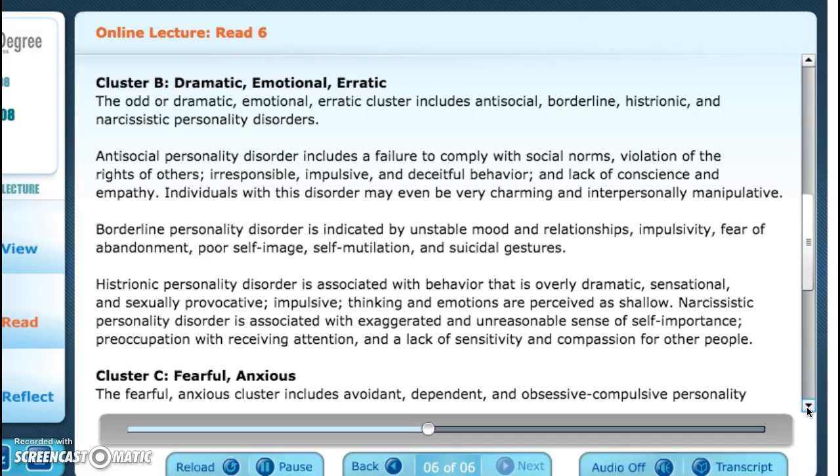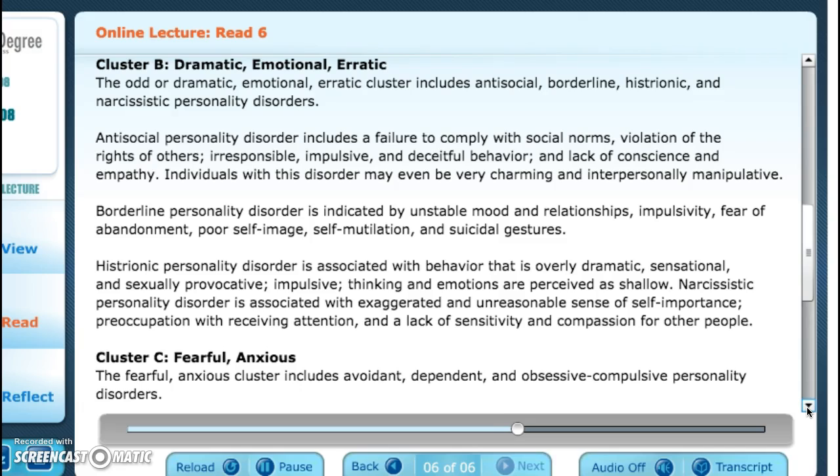Borderline personality disorder is indicated by unstable mood and relationships, impulsivity, fear of abandonment, poor self-image, self-mutilation, and suicidal gestures. Histrionic personality disorder is associated with behavior that is overly dramatic, sensational, and sexually provocative, impulsive, with thinking and emotions perceived as shallow. Narcissistic personality disorder is associated with an exaggerated and unreasonable sense of self-importance, preoccupation with receiving attention, and a lack of sensitivity and compassion for other people.